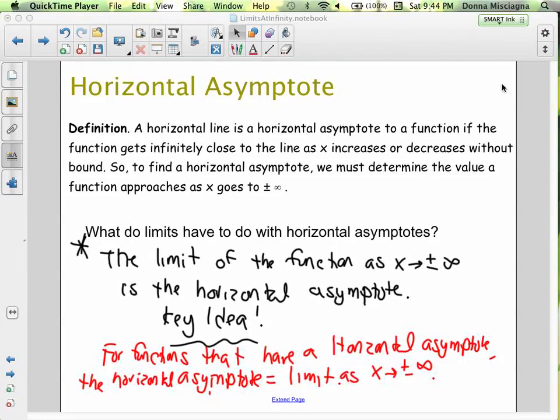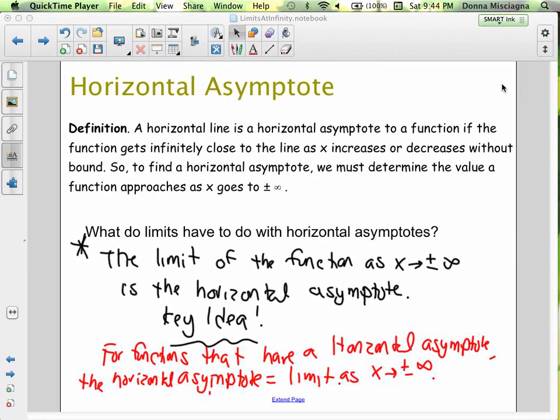In this podcast, we're going to look at horizontal asymptotes and limits as x goes to positive or negative infinity. A horizontal line is a horizontal asymptote to a function if the function gets infinitely close to the line as x increases or decreases without bounds. To find a horizontal asymptote, we must determine the value a function approaches as x goes to positive and negative infinity. So what do limits have to do with horizontal asymptotes?